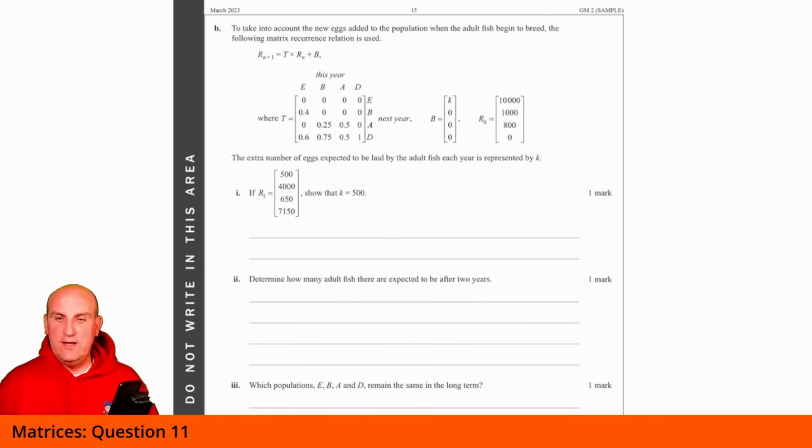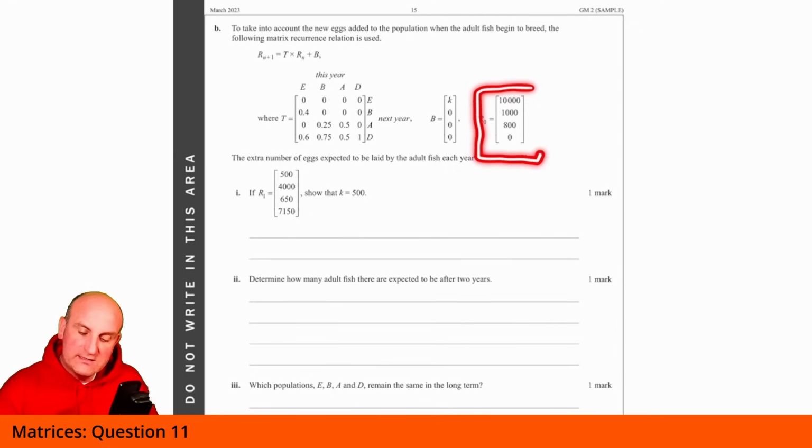To take into account the new eggs added to the population where the adult fish begin to breed, the following matrix recurrence is used. The extra number of eggs expected to be laid by the adult fish each year is represented by K. Now, I do this slightly differently than I think most people do. If R1 is that, show that K is 500. Now, in a closed system, and by that I mean there's no K, the numbers of fish do not change. The numbers of anything would not change. So what I would have is that if I added all those together, which I will do in just a moment, in fact, I'm going to add those all together now, I get 12,300.